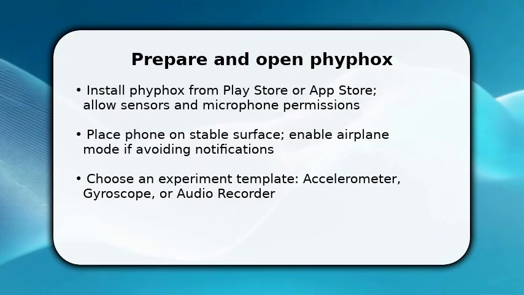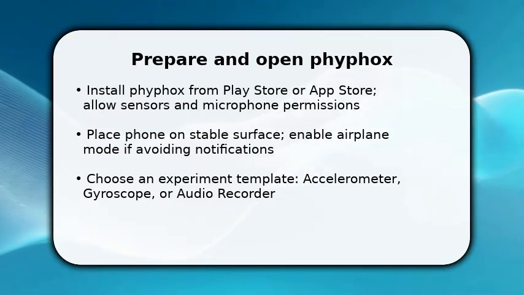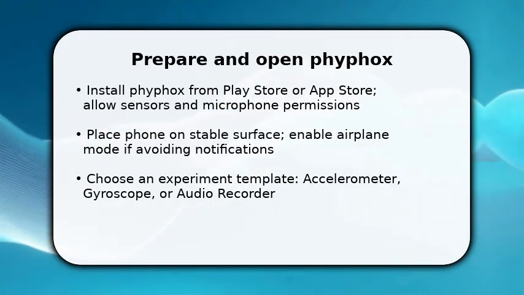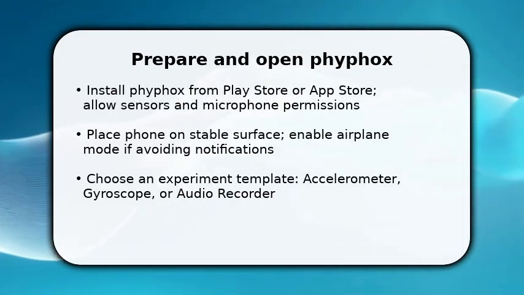You start by preparing the phone and opening Phyphox. Grant sensor and microphone permissions so data flows freely. Place the device on a steady surface and avoid interruptions. Airplane mode helps. Open the app and pick an experiment template like accelerometer or audio recorder to match your goal.